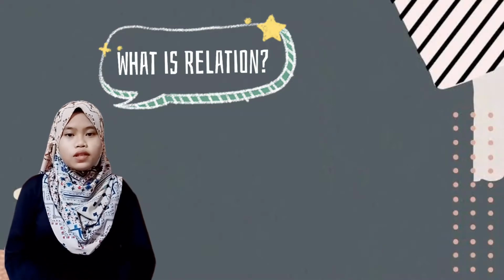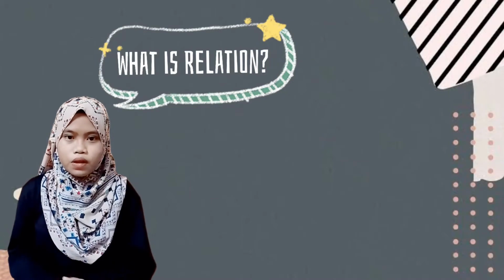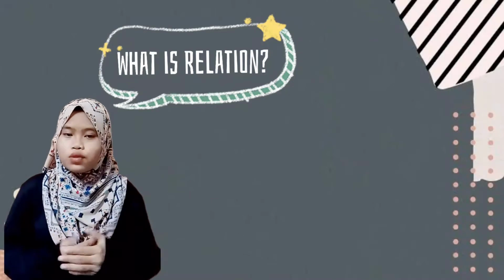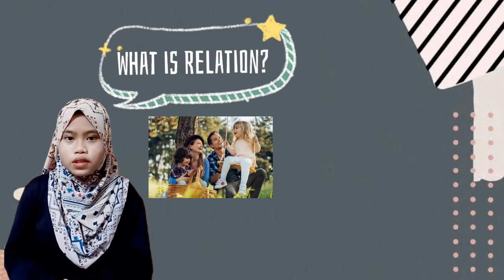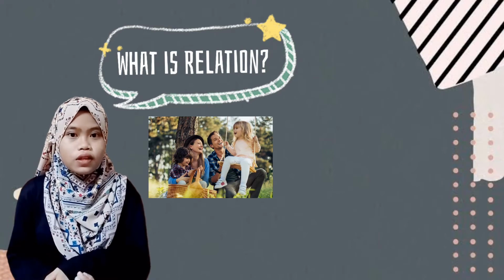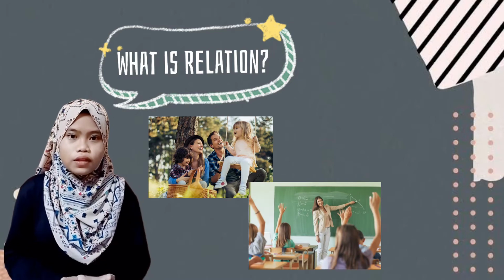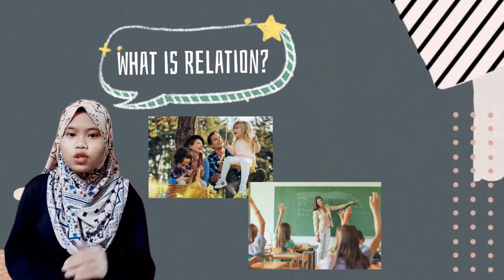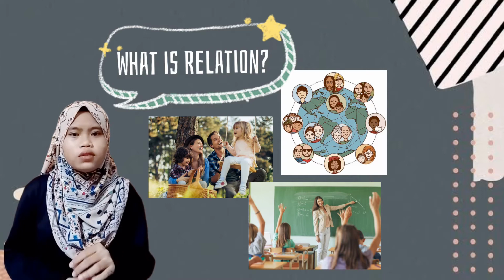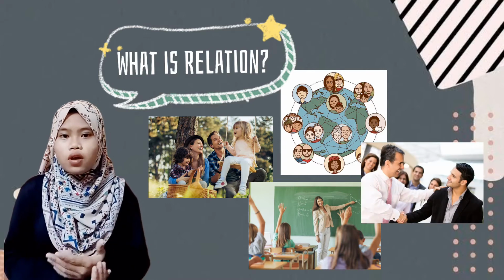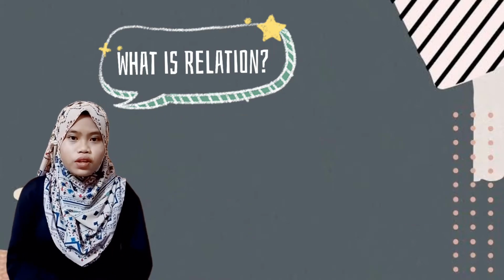So now, what is relation? There are many kinds of relationship in our daily life in this world. For instance, the relationship between the parents and the children. We speak of the relationship between the teachers and students, the relationship between those people who shared a common ethnic background, or a relationship between the employees or employers. So there are many kinds of relationship in this world.